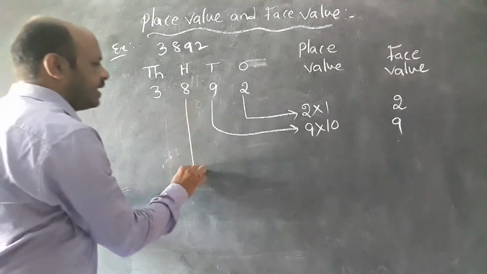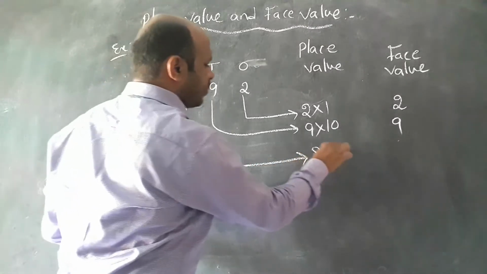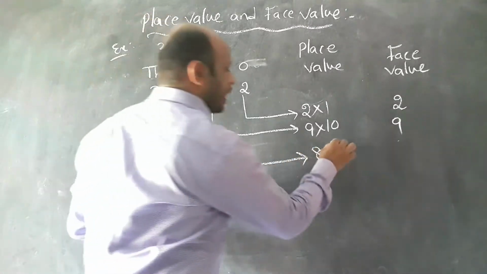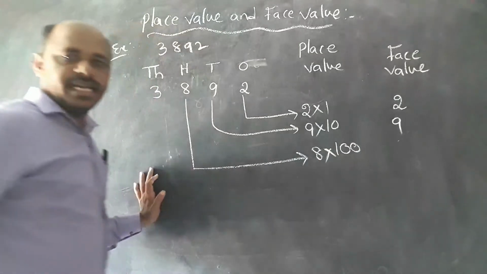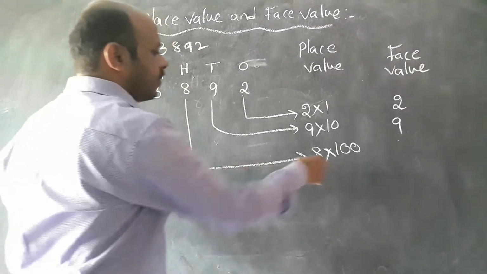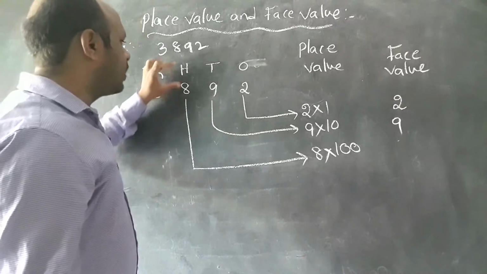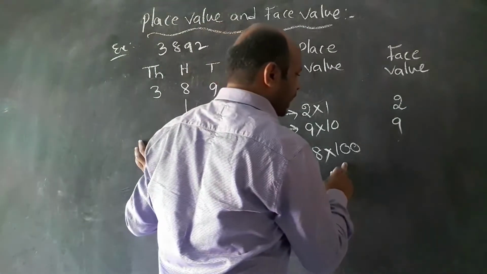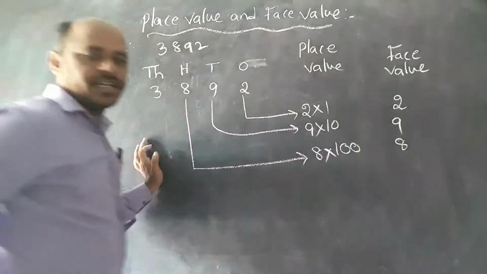Then next, 8. Which place does 8 have? The hundreds place, 100. 100 is the smallest 3-digit number. 8 into 100. Why are we multiplying by 100? Because that is the hundreds place. Then the face value is the number itself, that is 8.